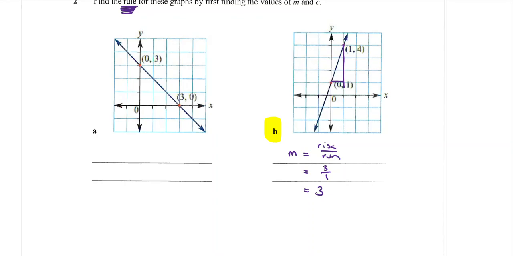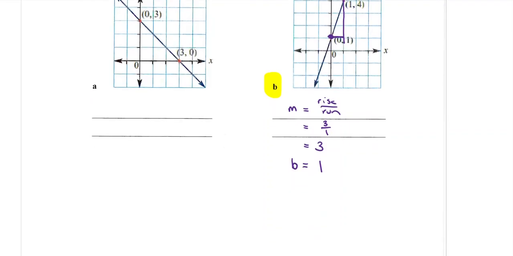Okay, the second thing we need is the y-intercept, which we call b. And that is where the graph is going through the y-axis. What number is my graph going through on the y-axis? This is the y-axis here. What number is it going through there? The slopey line. 1. So it's just going to be b equals 1. Now, putting that into the y equals mx plus b, our rule would be y equals 3x plus 1.